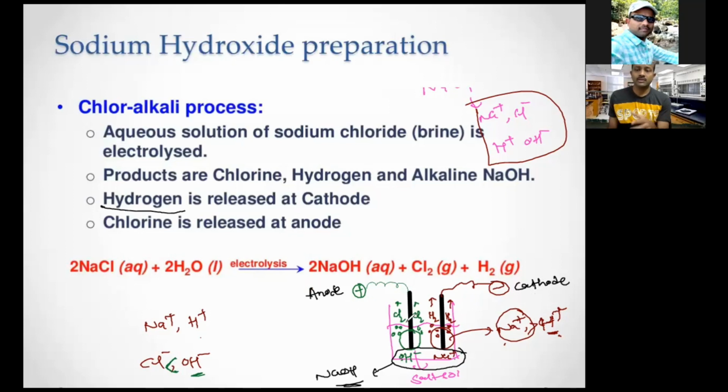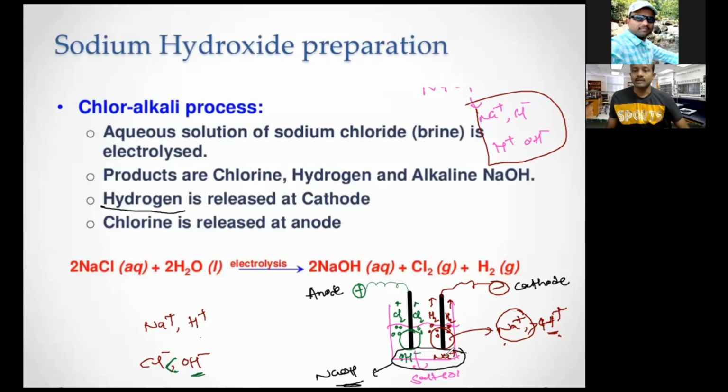And the chlorine gas bubbles, where will they evolve? This is evolved at the anode. Why? Because chloride is an anion. Anions will go to the anode, right? So at the anode, what will happen? These Cl minus ions will convert into chlorine gas. At the positive electrode, we can observe some bubbles due to the formation of chlorine gas. At the negative electrode, we can observe hydrogen bubbles due to the formation of hydrogen gas.